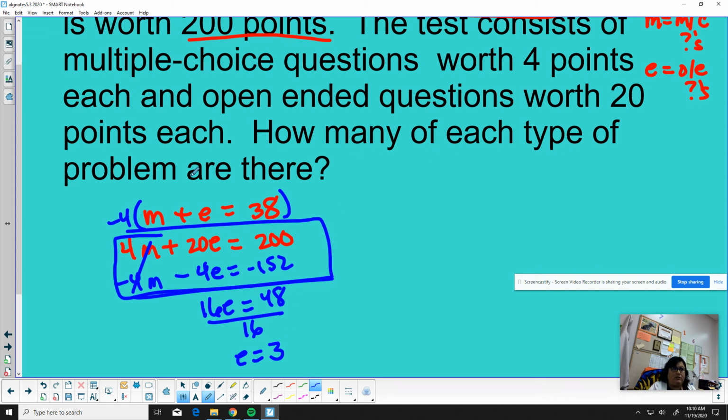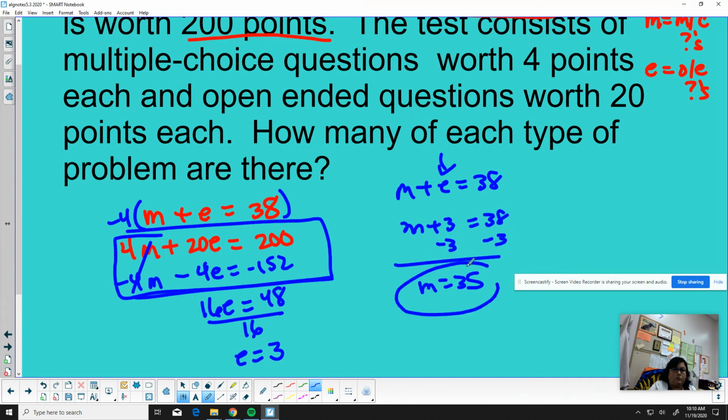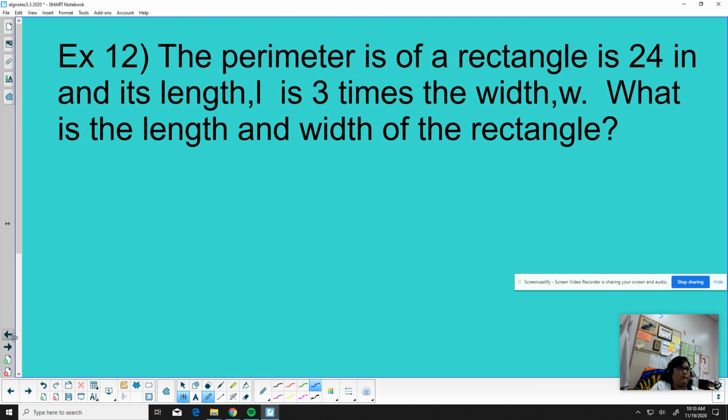It says how many of each type. Well, I got to know how many multiple choice. The easier equation's right here: M plus E equals 38. So if I put my 3 in there, M plus 3, and if I subtract 3, it looks like there are 35 multiple choice questions. Okay, so the hardest point here, I think, is just writing the equations, finding your totals.